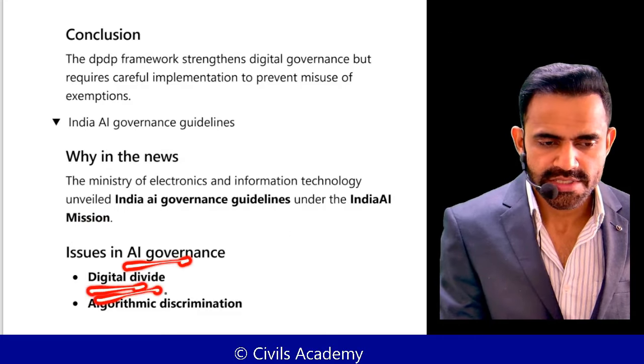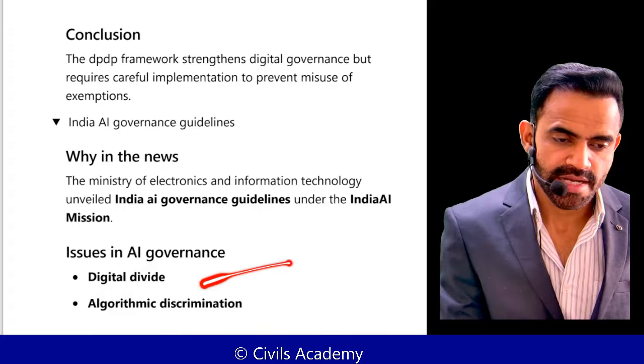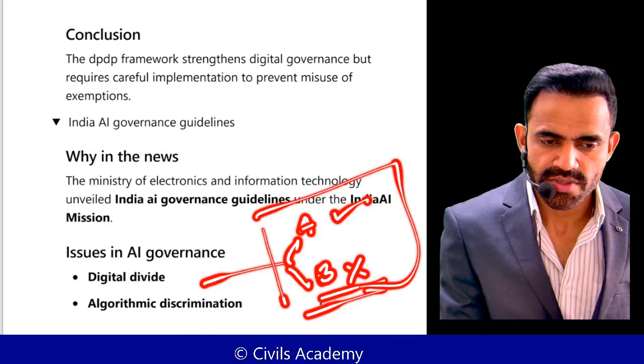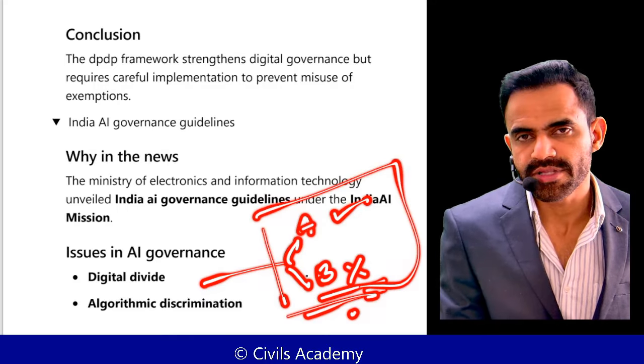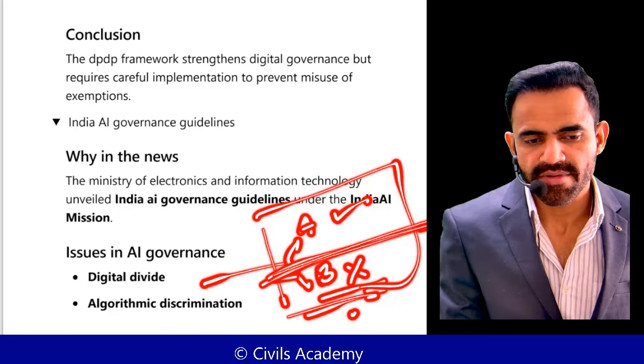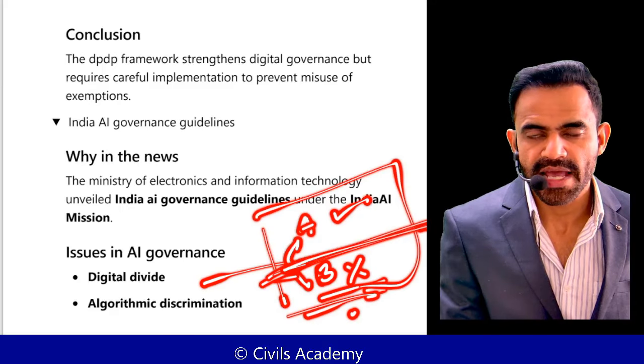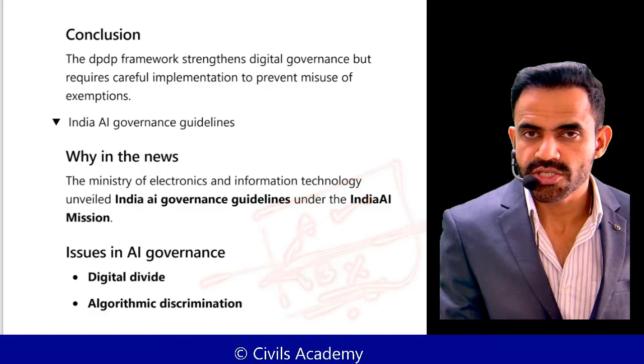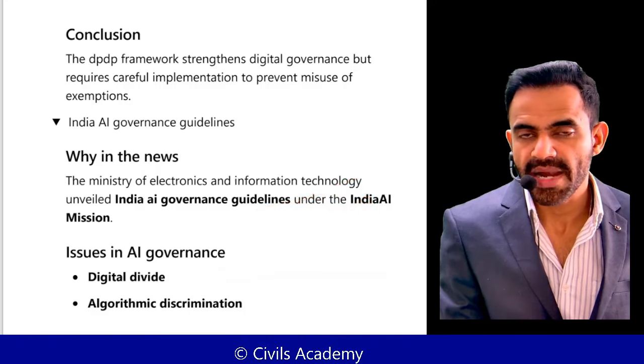See, the first issue is the digital divide. Just understand the meaning. Two people are there, A and B. A has access to digital information, B doesn't. So there is a difference or a divide between them. This is referred to as the digital divide, the haves and have-nots. Some people have access to this digital technology, so they are in a good position. Some don't have, so they are in a bad position.